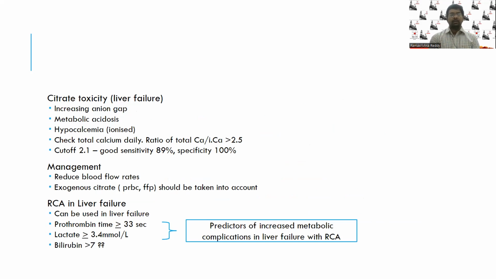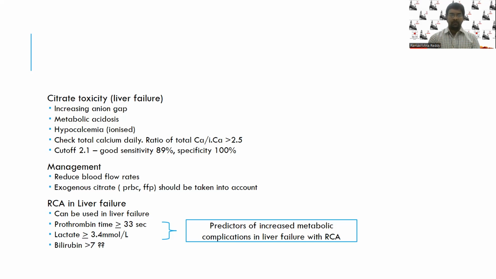So how to identify this: because of the citrate accumulation, there can be metabolic acidosis, an increase in the anion gap, or hypocalcemia, because whatever citrate has accumulated chelates the calcium, leading to hypocalcemia, that is, low ionized calcium. In order to identify this, you need to check both total calcium and ionized calcium. When the ratio of total calcium to ionized calcium is more than 2.5, you can suspect citrate toxicity.